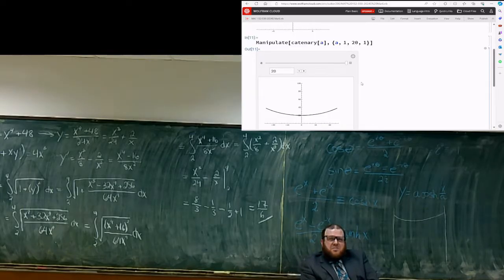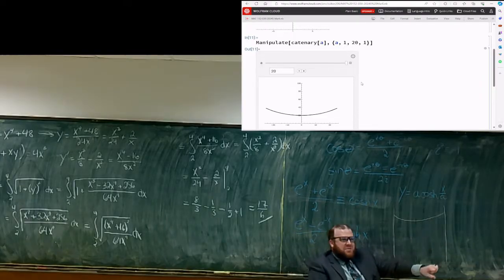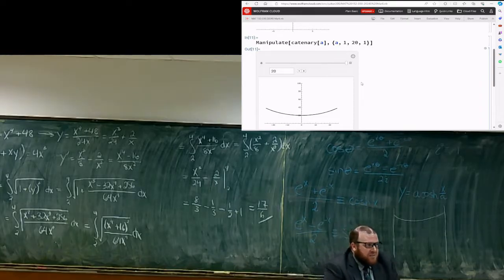Power lines between the poles. They form a catenary curve. The arch in St. Louis is also a catenary. So this occurs a lot, especially if you're an electrical engineer. You get to deal with these curves a lot.